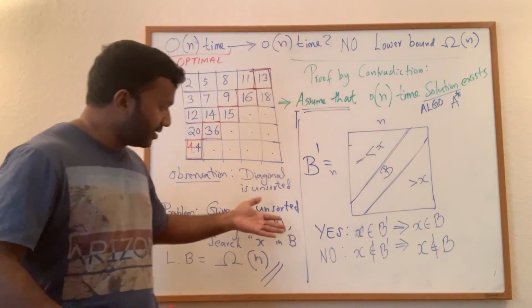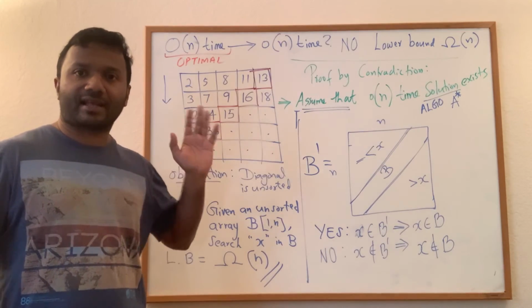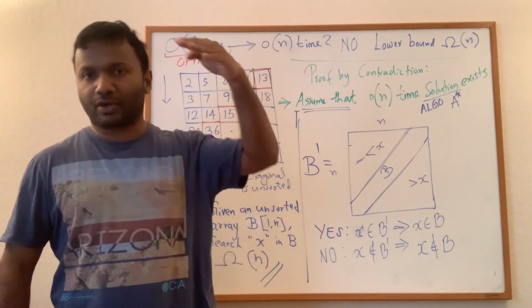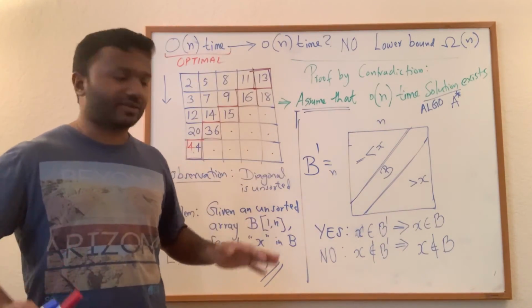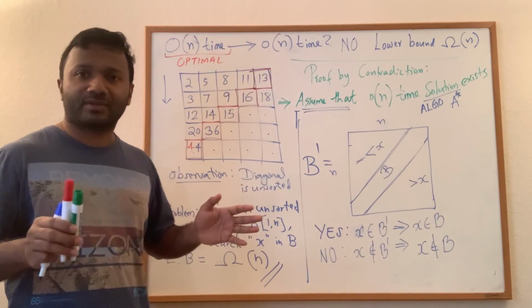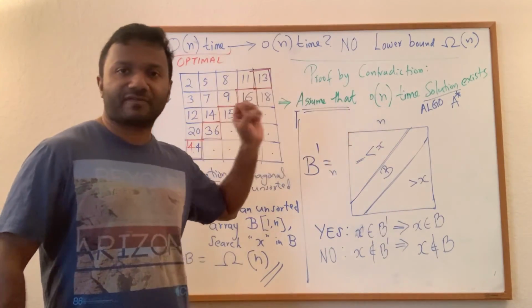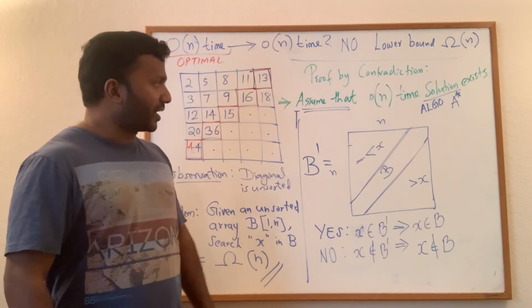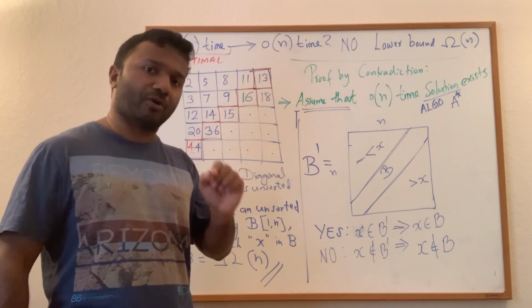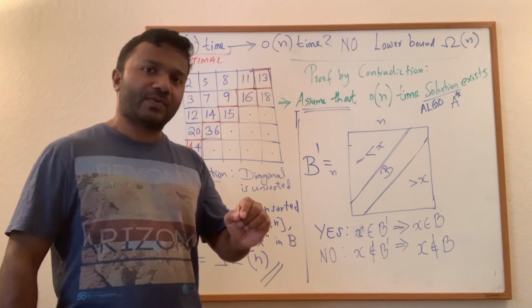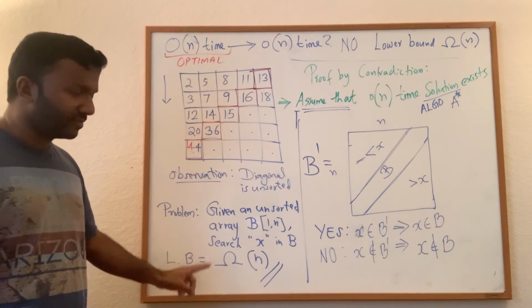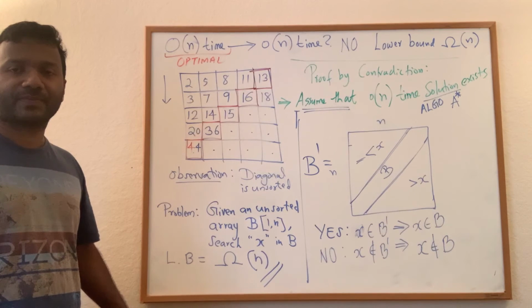Because A star doesn't take 1D arrays. A star has some standards. So A star wants it to be n cross n, sorted row wise, sorted column wise, etc. So we'll make sure that A star is happy with all the requirements, and we'll just feed it to A star. All right. So now if this statement is true, that means A star is solving this in small o of n time, which means in small o of n time we can solve this problem also, right?